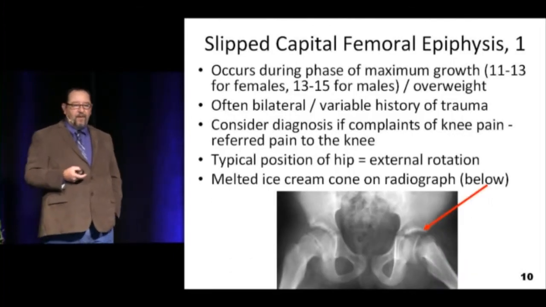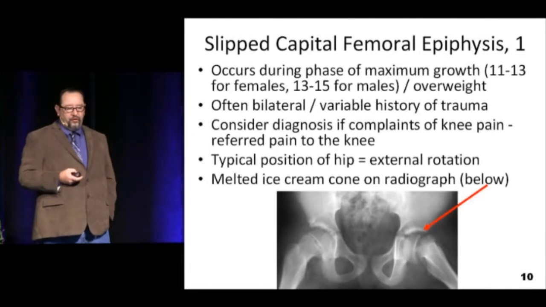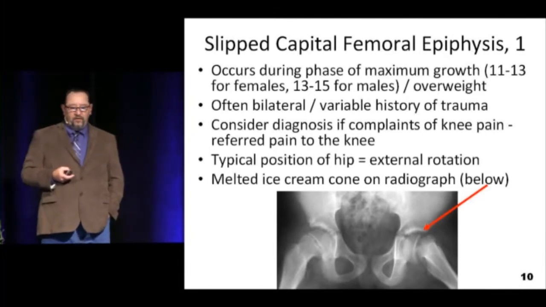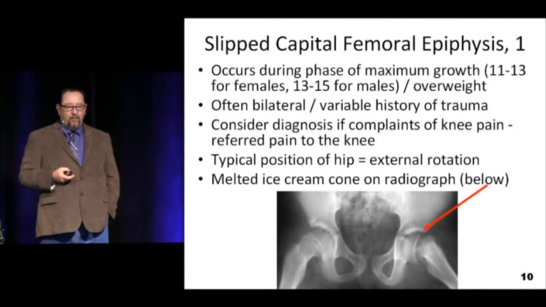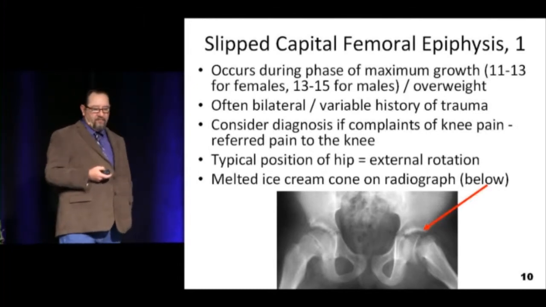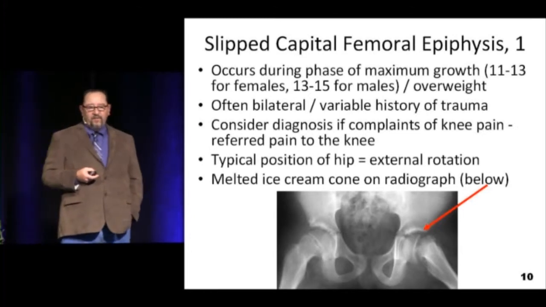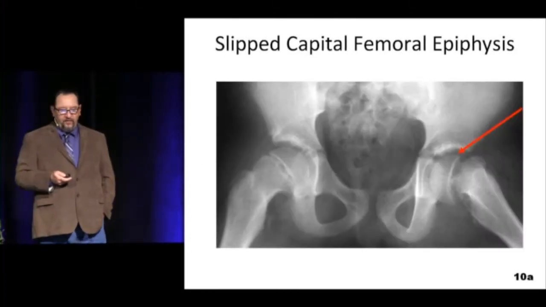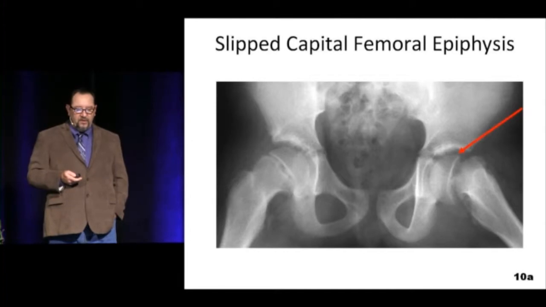All right, slipped capital femoral epiphysis. This is the older fat kid, right? So it's the overweight 14-year-old. This too can be bilateral, and the arrow is pointing to the ice cream cone, which is melting off. And there are a variety of lines you can look at to sort of do this. And here's a better image. It's the same one, just more isolated. You can see that the left side has slipped off.